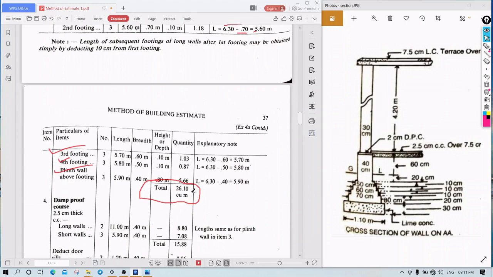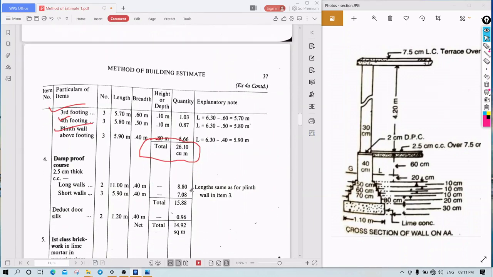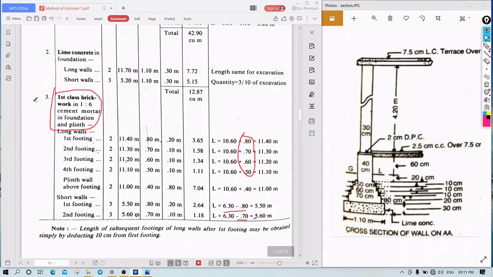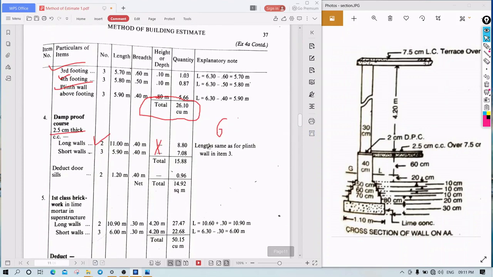Fine. Next is your damp proof course. Okay, they have already mentioned thickness, so don't mention it here. So 2.5 centimeter thick. So long walls, number 2. What is the length? Length of what? Length of the plinth. Okay, so the length is same as that of the plinth wall, as in item 3 here. Length will be of the plinth wall, because we are taking the same data. Or you can calculate again also, no problem.